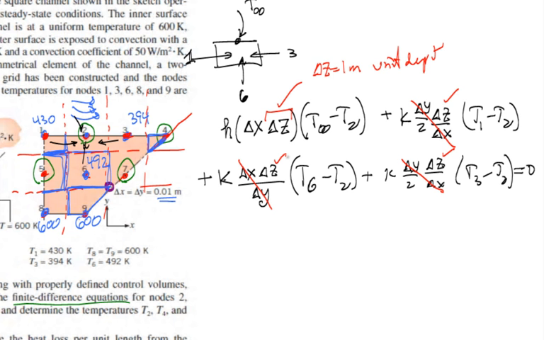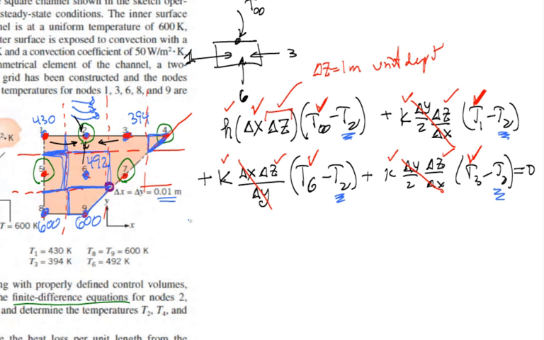All right. They give me the H. They gave me the K. Did they give me the temperature at infinity, the fluid temperature? Yes. Did they give me temperature at 1? Yes. Temperature at 6? Yes. Temperature at 3? Yes. And they gave me delta X is equal to delta Y, 0.01. All these terms are given. There's only one unknown in this equation. It doesn't normally work out this way. Usually you have multiple unknowns with one equation, but for this problem, the energy balance for node 2 gives you one unknown with one equation. You can solve for T2.